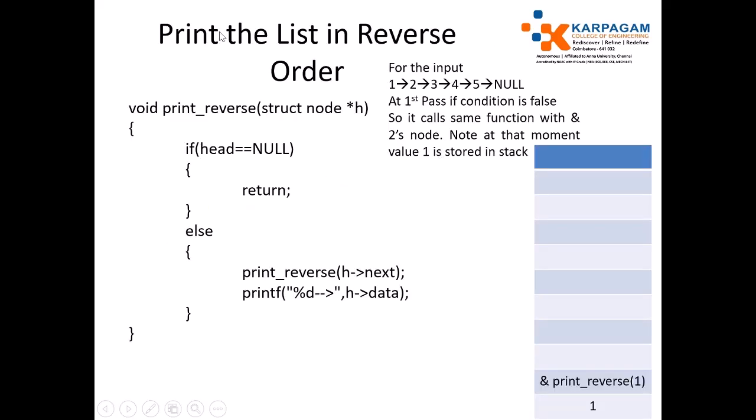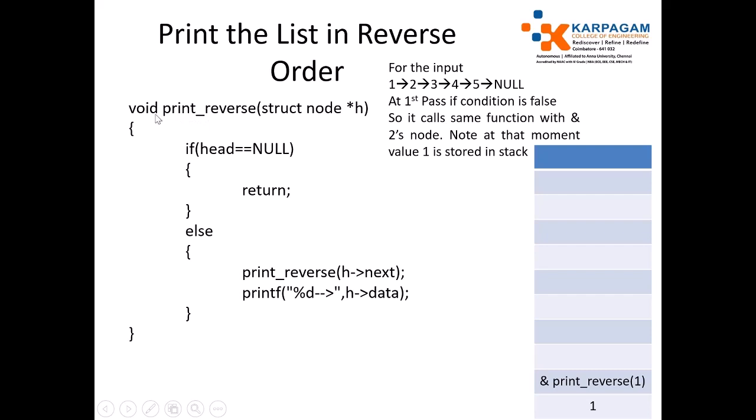Next problem is to print the list in reverse order. For example, I have a linked list which has 5 elements: 1, 2, 3, 4, 5. I wish to print the data in the order 5, 4, 3, 2, 1. Okay, we can use the recursion concept to print the data in reverse.